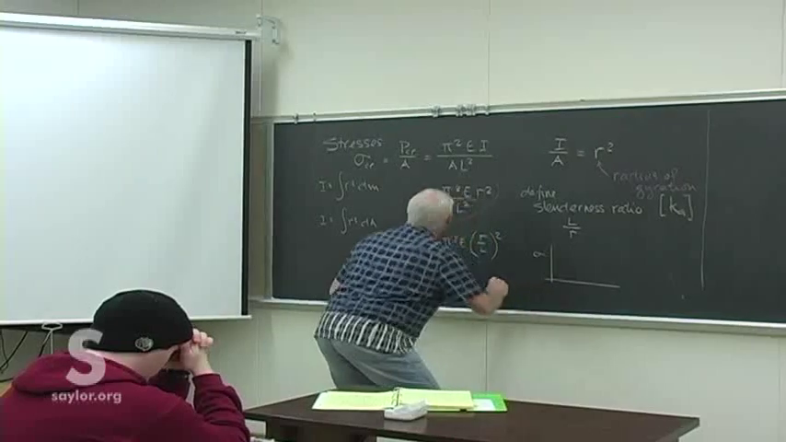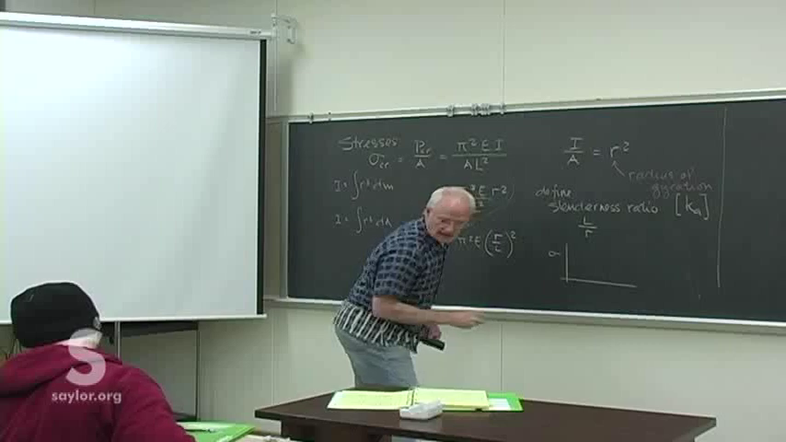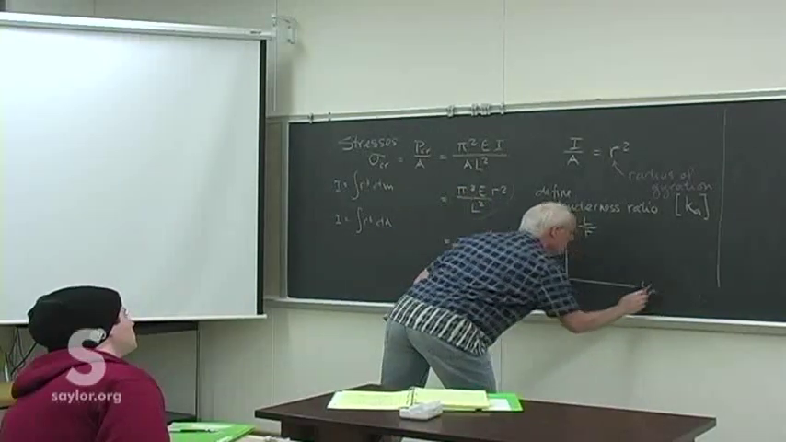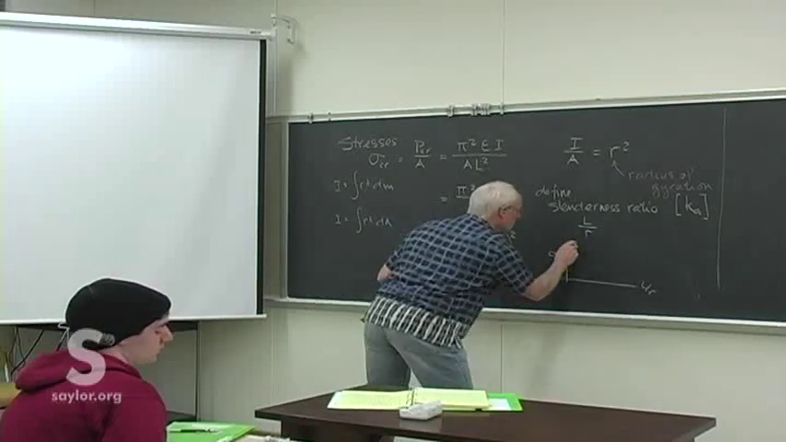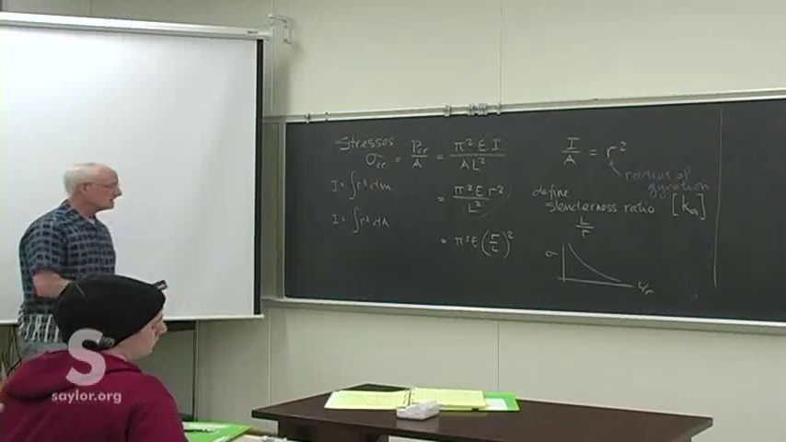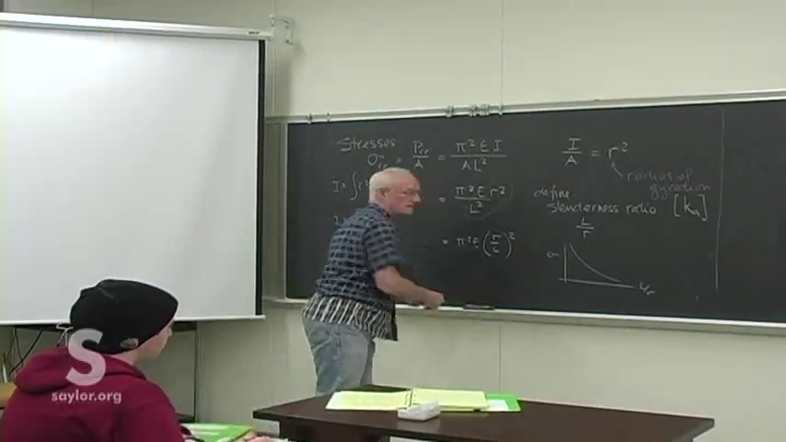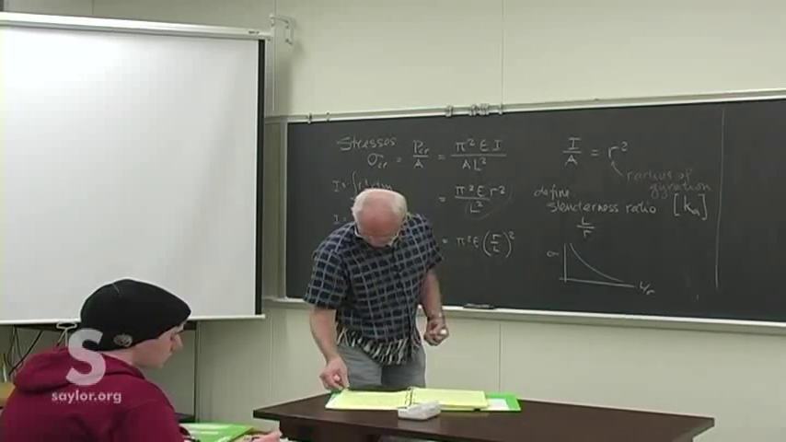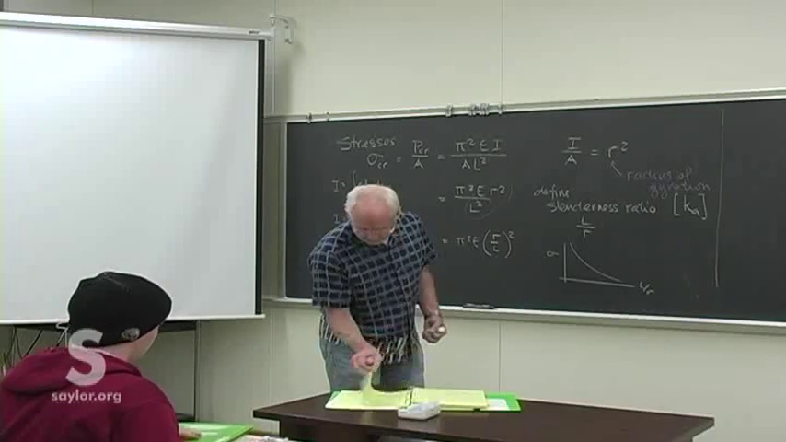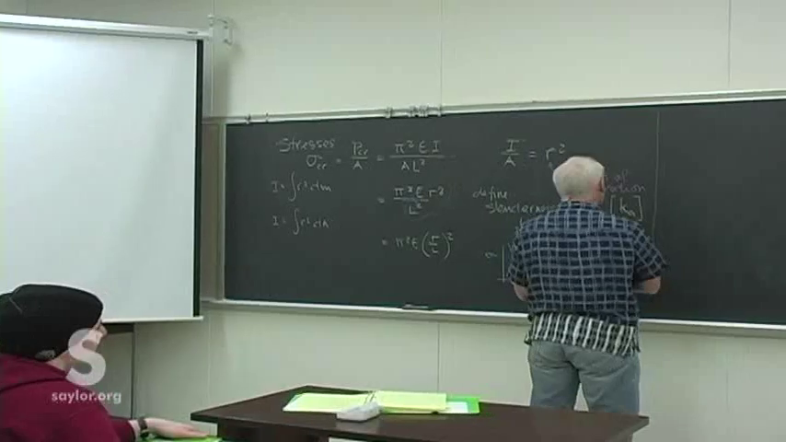And so our stress as a function of this slenderness ratio is known as Euler's buckling equation. And it's going to look like something like that, since it's 1 over the inverse square. Okay. So let's look at a little problem.